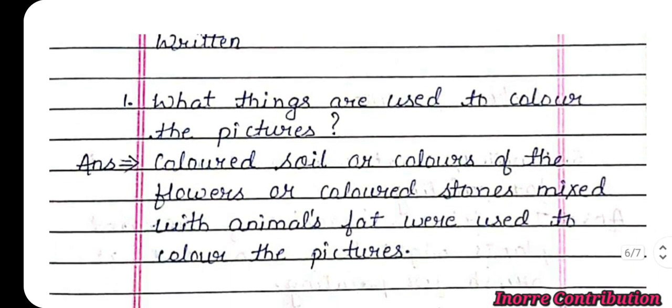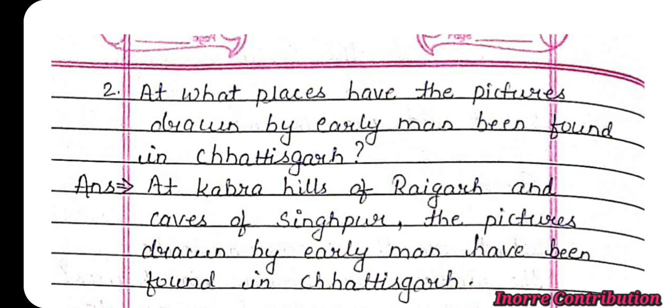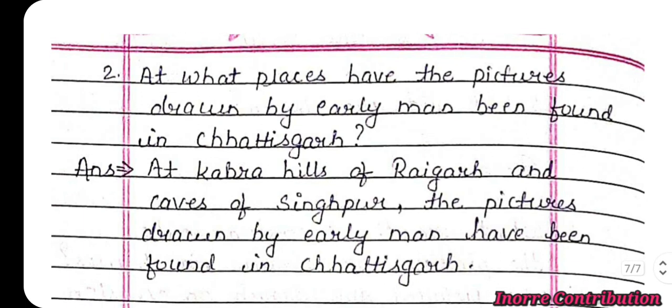Written questions. First one: What things are used to color the pictures? Answer: Colored soil or colors of the flowers or colored stones mixed with animals' fat were used to color the pictures. Second question: At what places have the pictures drawn by early man been found in Chhattisgarh? Answer: At Kabra Hills of Raigarh and caves of Sihapur. The pictures drawn by early man have been found in Chhattisgarh.